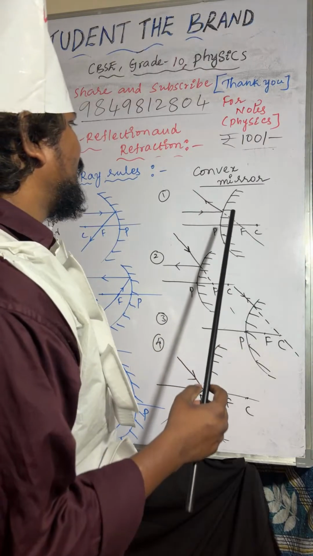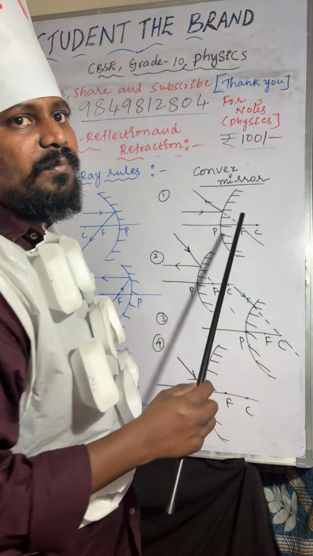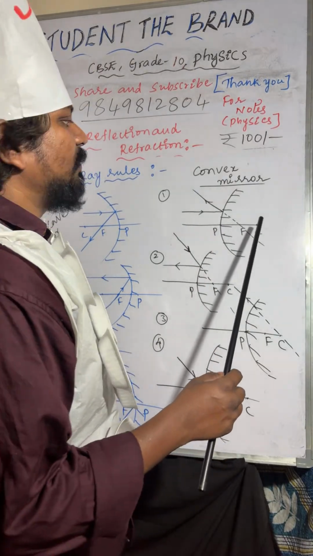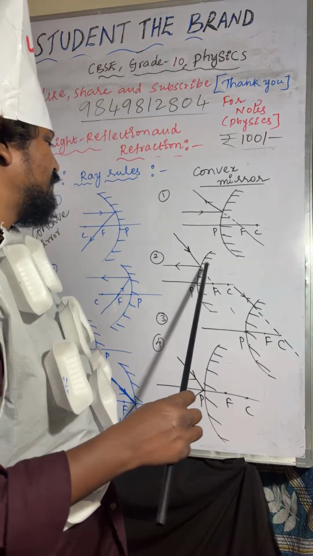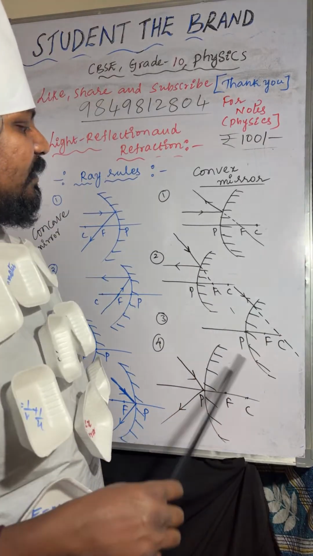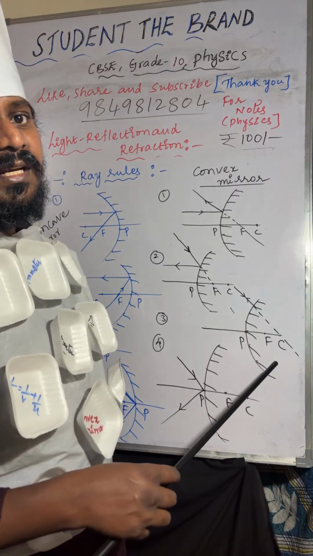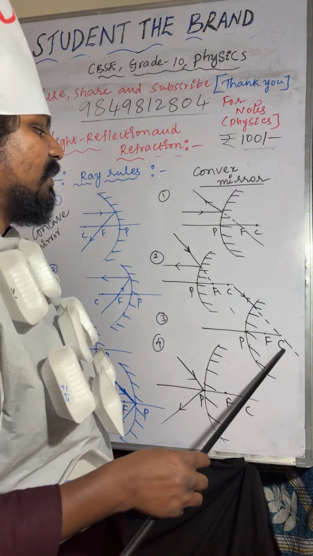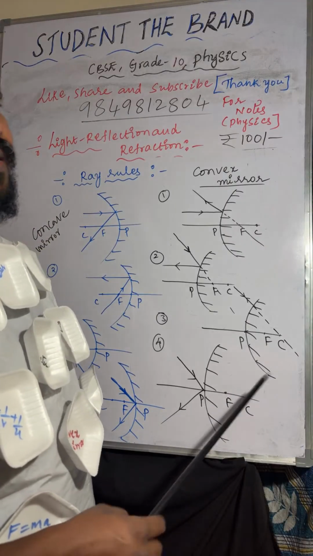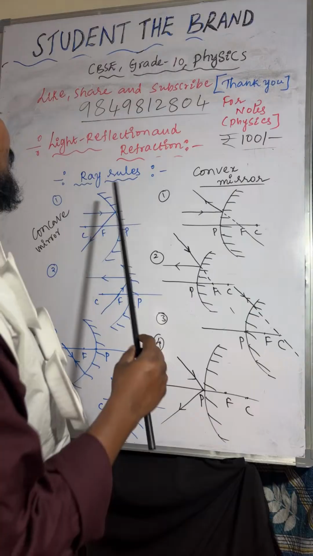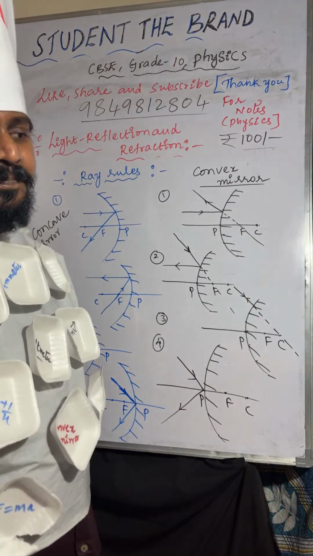And for convex mirror also the same thing. Light ray coming from infinity, after reflection bounces back and appears to pass through focus. Light ray passing through focus, after reflection moves towards infinity. Light ray passing through center of curvature retraces its original path. Light ray incident at the pole reflects back. Okay, so these are the ray rules of concave mirror and convex mirror.